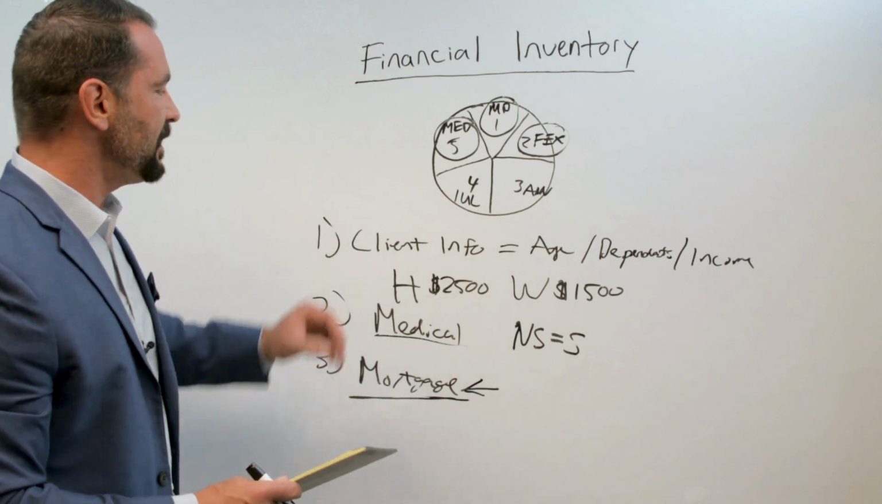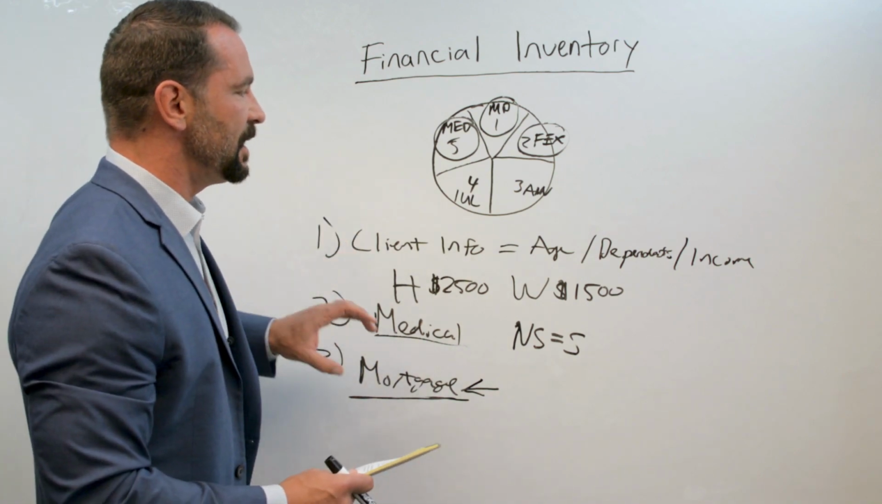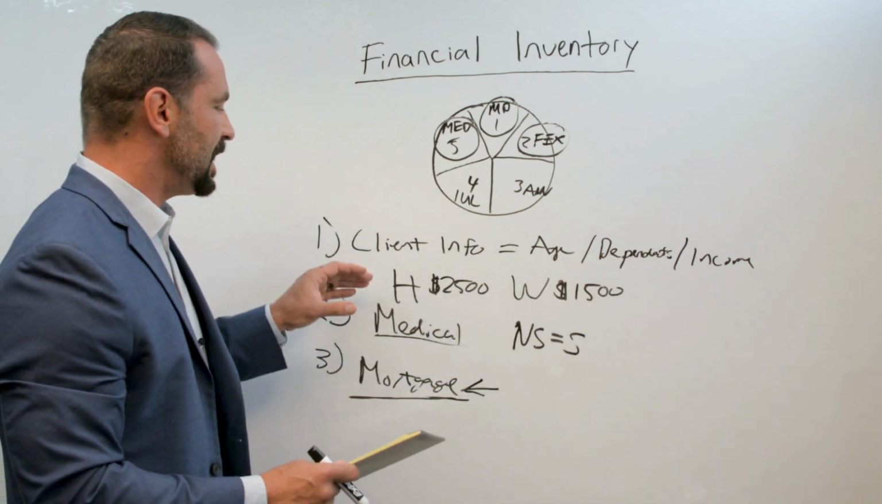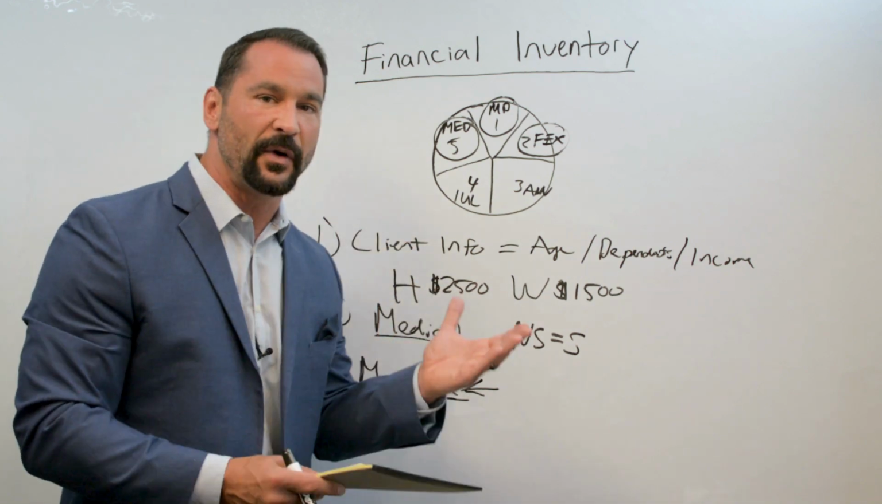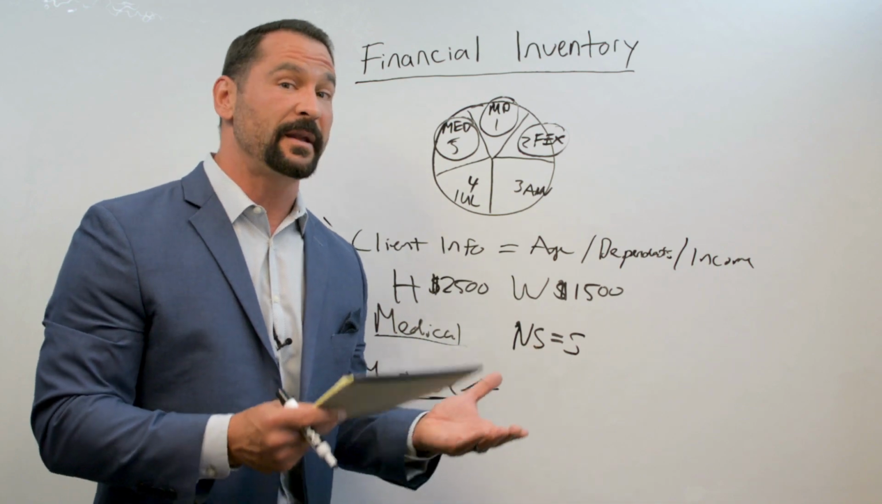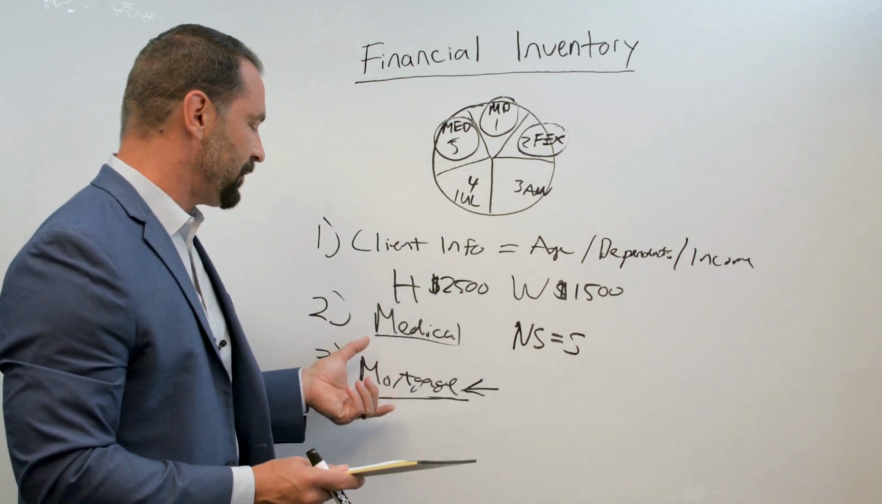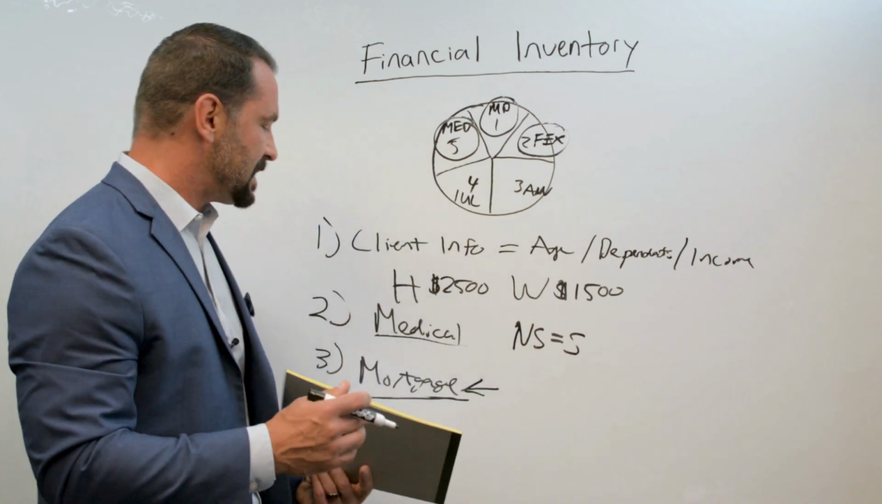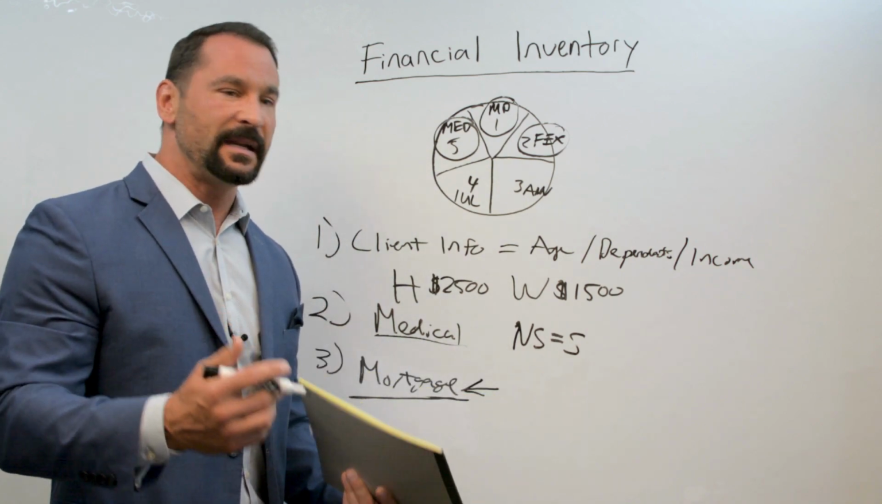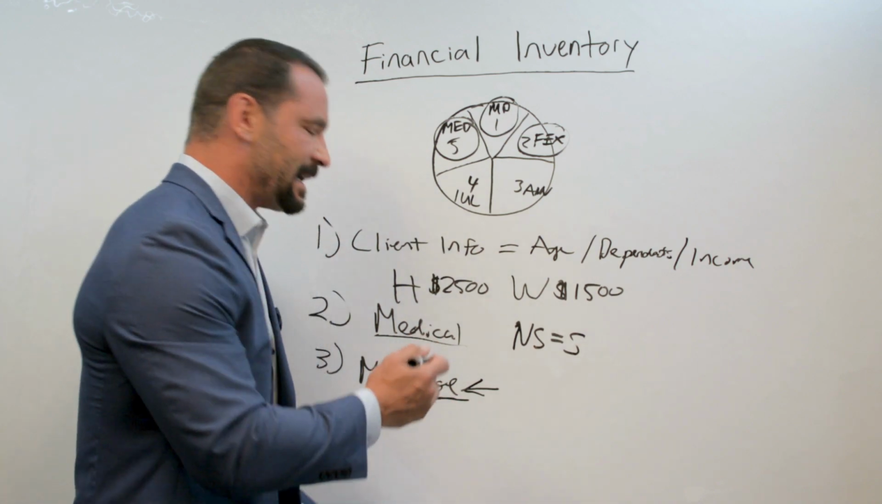So by tying this together, right? Client information gives us how many dependents they have. It gives us their incomes. It gives us their age gaps. The medical information gives us an idea of how healthy they are and who's probably going to die first. And then the mortgage information is not just we find out how much a mortgage payment is. It goes deeper than that. It goes to the idea of how much is that asset going to be worth.